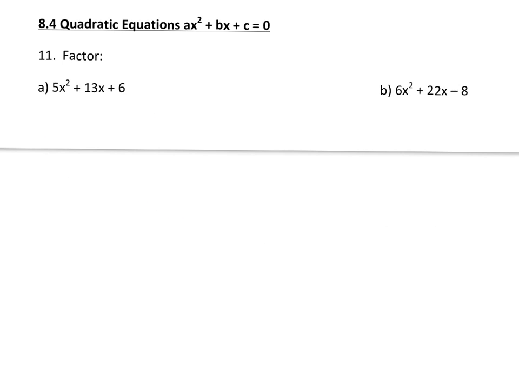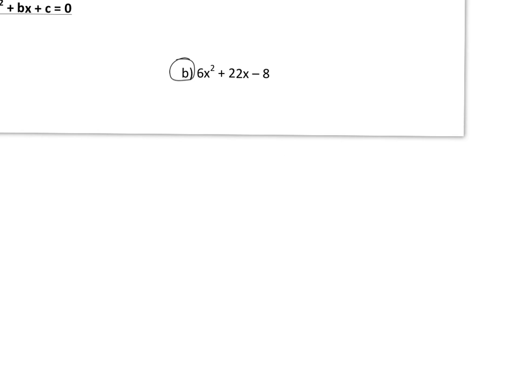We are going to move on to 8.4, quadratic equations in the form of ax squared plus bx plus c equals 0. We are going to take a look at 11b. So with the 11b here, I need to factor, but I'm going to use a snowflake method, and the reason I'm going to use a snowflake method is because there's a 6 in front of x squared. But before I do that, I'm going to notice that I can factor out a GCF. A GCF of 2 can be factored out.